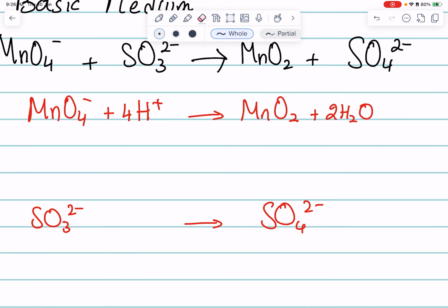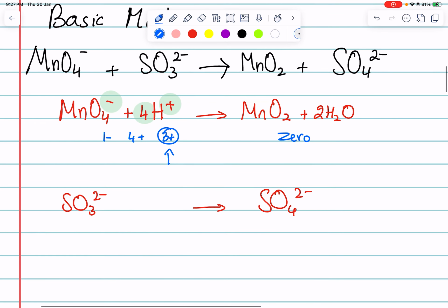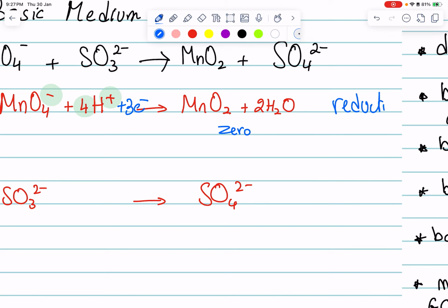After you finish this step, you reach the step where you have to balance the charges. In order to do that, you need to count the charges on each side. Here I have 1 minus and I have 4 pluses. That is equal to 3 plus on this side. Whereas on this side, there is no charge, meaning it is 0. So here is the higher side. When you are balancing the charge, you look at the side with higher charge and you add to it as many electrons as needed. So here I have 3 plus. I want the 3 to drop to 0. So I am going to add 3 electrons. Since the electrons are added to the reactant side, this is considered a reduction half equation, electrons gained.